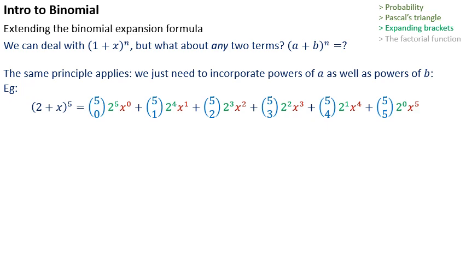So 5 choose 5 is the same as 5 choose 0. They're both just 1. And 5 choose 4 and 5 choose 1 are the same. They're both just 5. Because there's the same number of ways of choosing 4 things from 5 as there are of choosing 1 thing from 5.